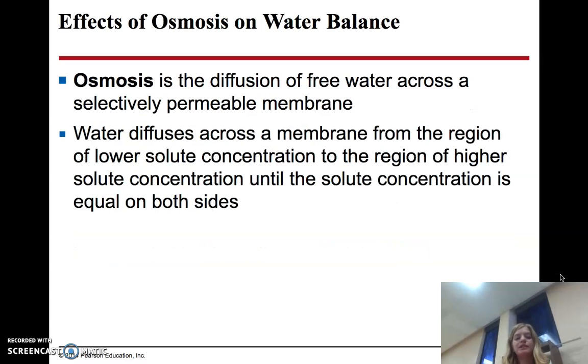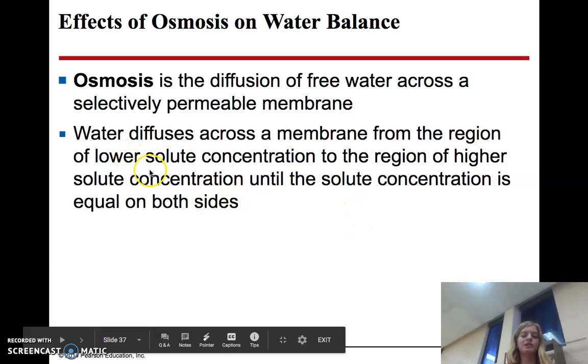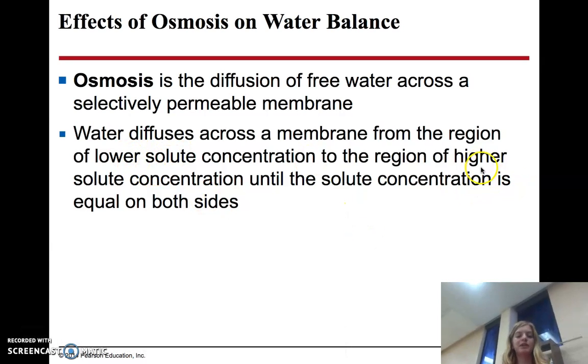Osmosis is another example of passive transport, and it's basically the diffusion of water across a selectively permeable membrane. So it's just diffusion, but diffusion of water. Once again, water will move from where there is a lower solute to a higher solute until the concentration is equal on both sides. Don't get confused here with the solute, because that means there's more water where there's lower solute and less water where there's higher solute.